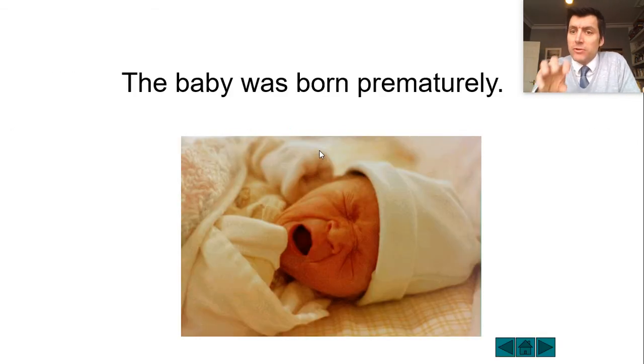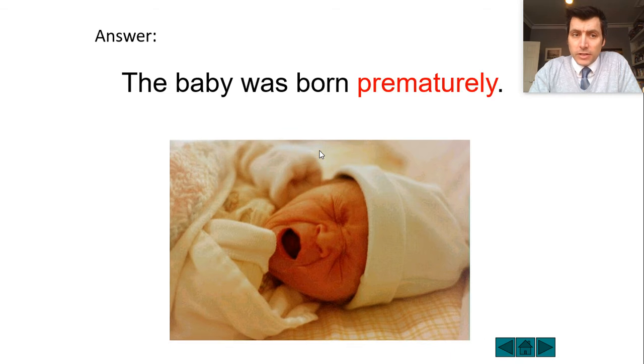Okay, so here the baby was born prematurely. The being born was the verb. The prematurely tells us that it happened before people had hoped that it would happen. So the baby didn't have its full gestation period of 9 months. Okay? Prematurely is our adverb there.